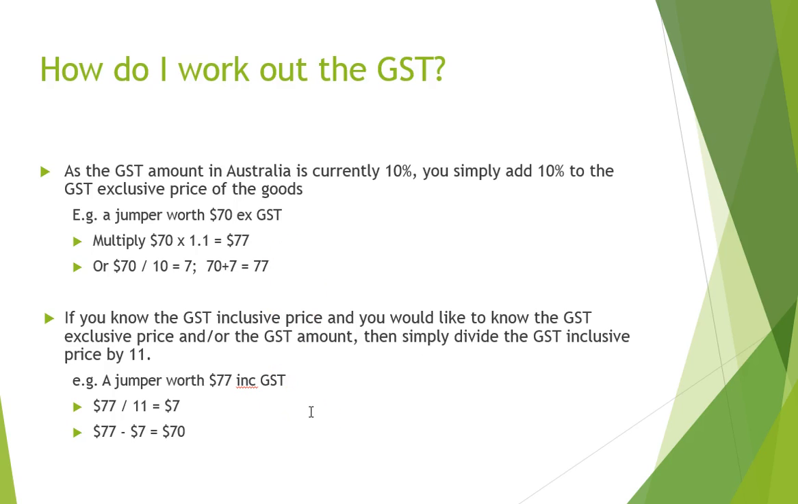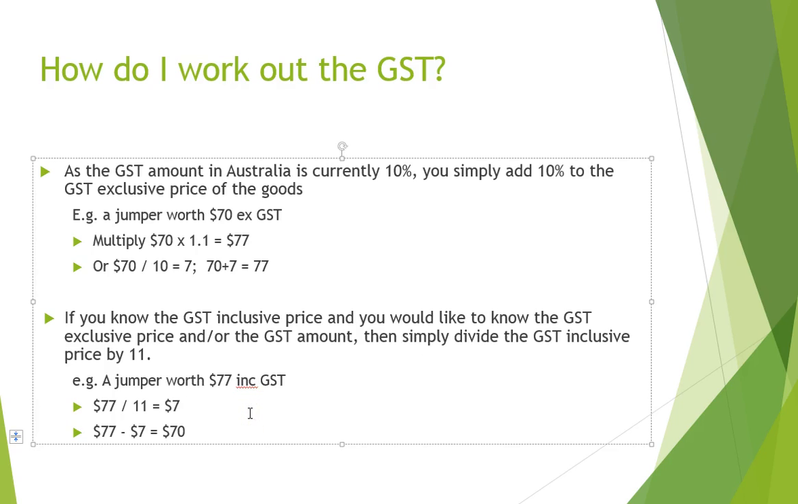If you know the GST inclusive price, and you would like to know the GST exclusive price, and this you'll need to do quite often. An example will give you the total amount including GST, but when you're processing it into your journals and into your financial statements, you need to separate the GST out. So this is when you'll need that. You simply divide the GST inclusive price by 11. Okay, so 77 divided by 11 equals your GST amount, and then you just deduct it to get your 70.